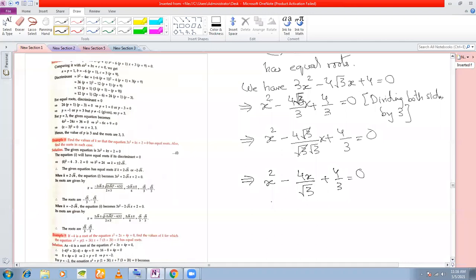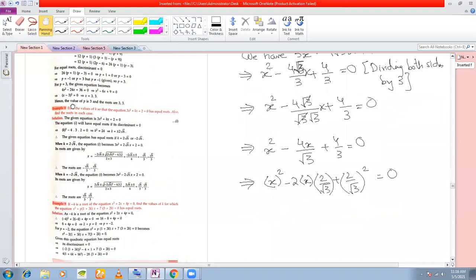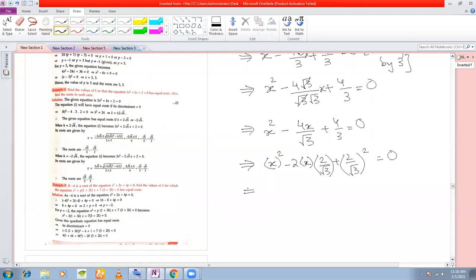Now the question here is, have we got it yet? Now you'll see we have got it. This is my a square term, right? This is my b square term, and minus 2ab term, twice a is x and b is 2 by root 3. Now are we getting it? Yes, now we are getting it. So therefore, now this is a minus b whole square form. So x minus 2 by root 3 whole square equal to 0.